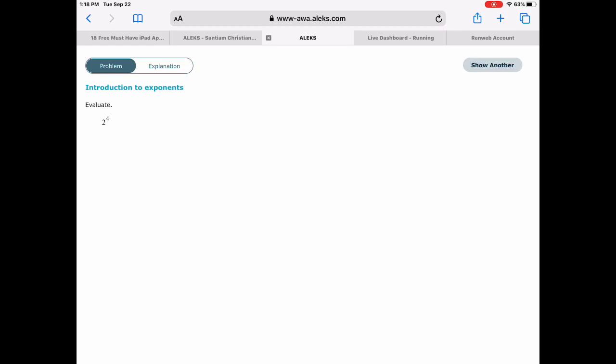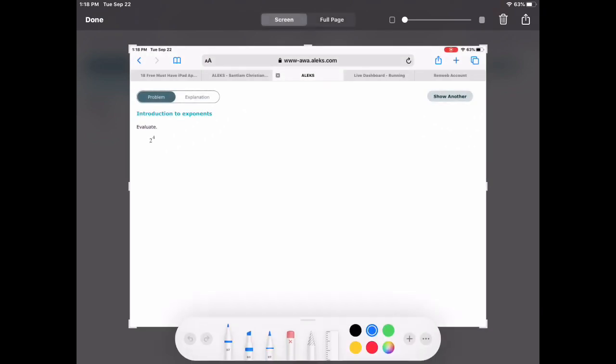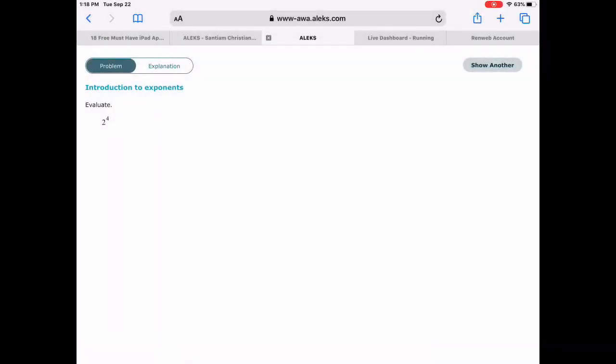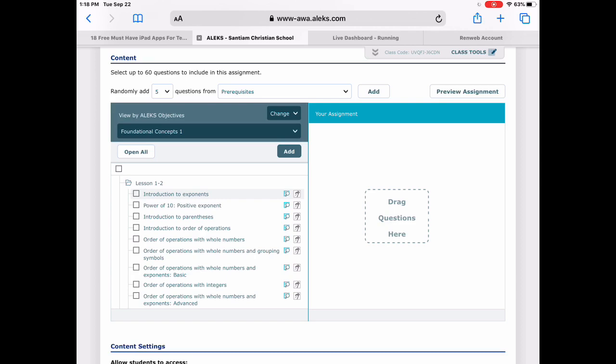All right, introduction to exponents. So when we have an exponent, we need to understand what it means. 2 to the 4th means 2 times itself 4 times. That little 4 is just shorthand for how many times we're going to multiply 2. It can get quite large. 2 times 2 is 4, times 2 is 8, times 2 is 16. There's your explanation. You can see it here in the answer. And let's do another one.